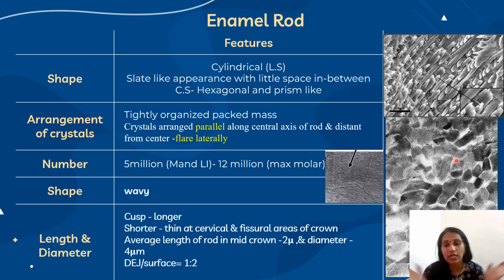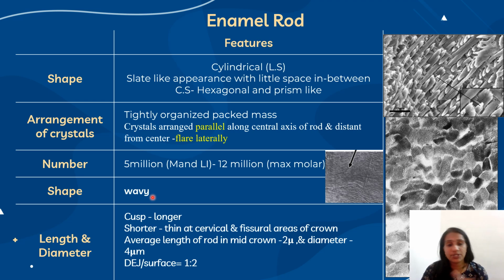That means it will start to be arranged in an oblique manner. The enamel rod is wavy in nature. You can see in this picture, it has a small wavy nature, and the number of enamel rods within the tooth varies between 5 million to around 12 million.